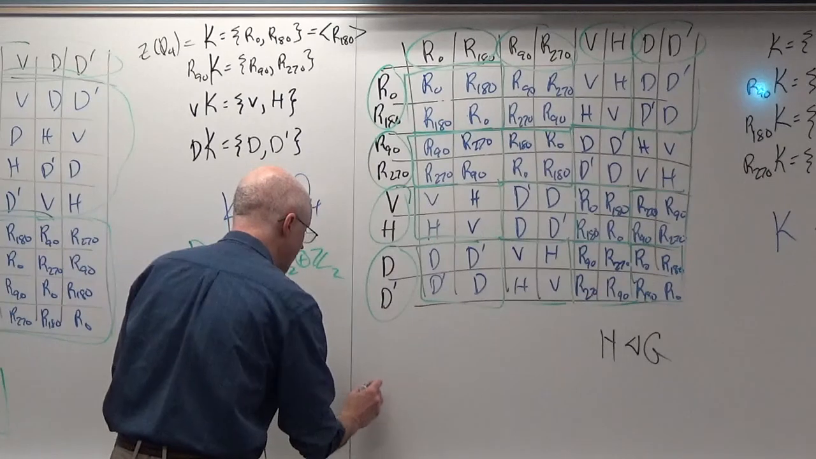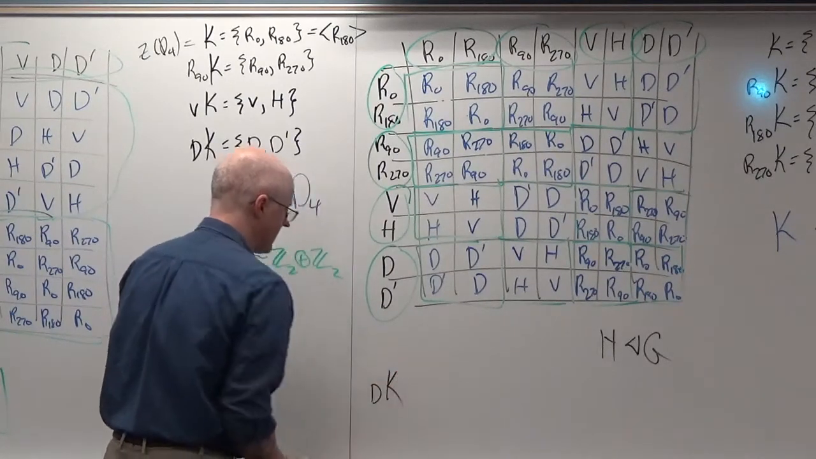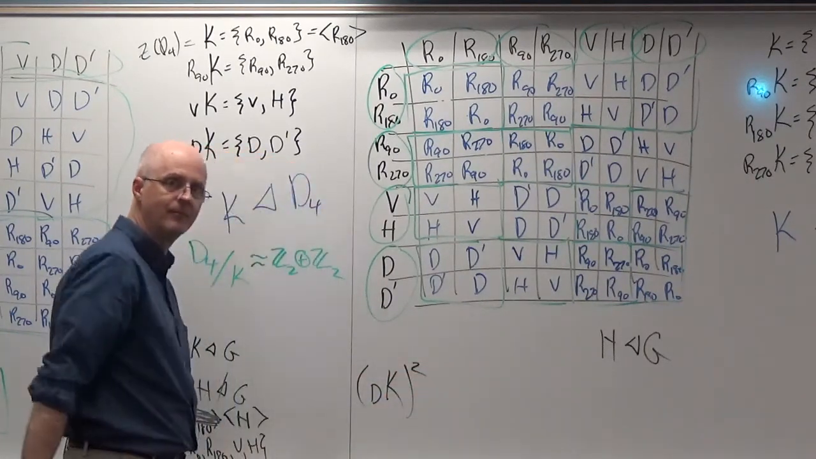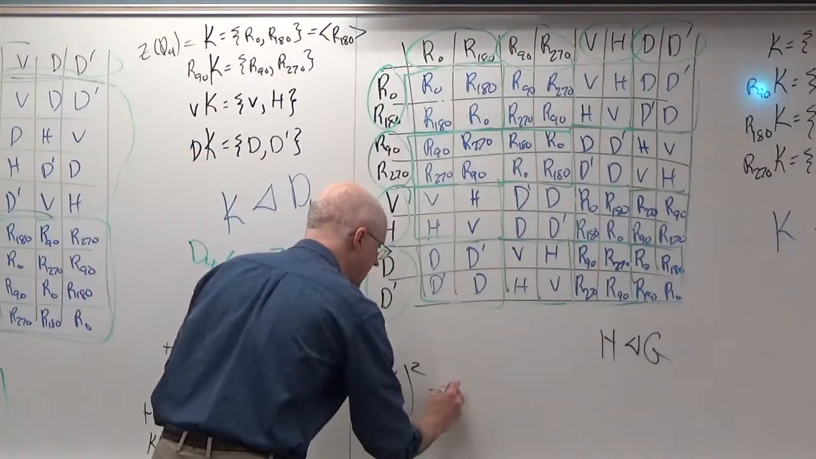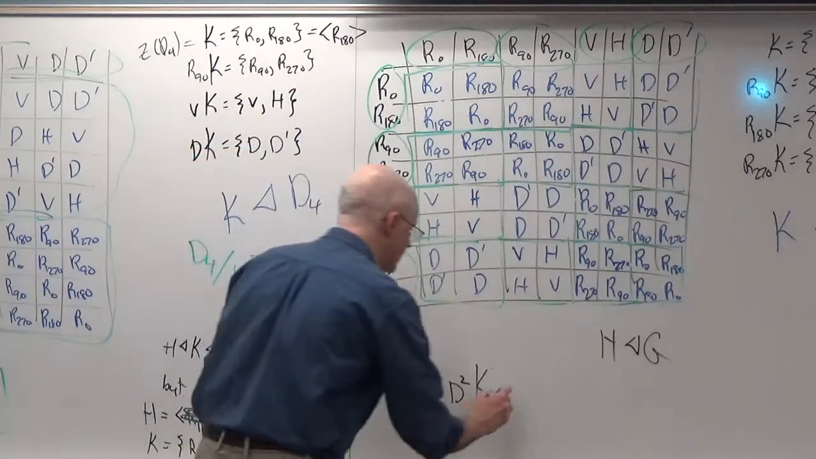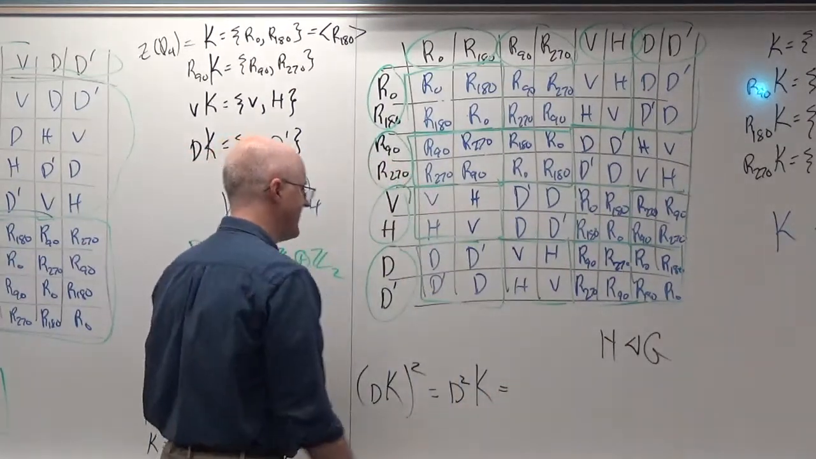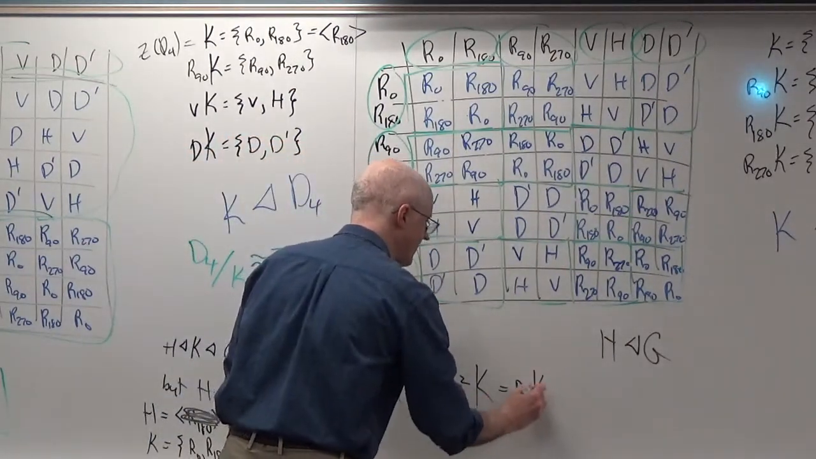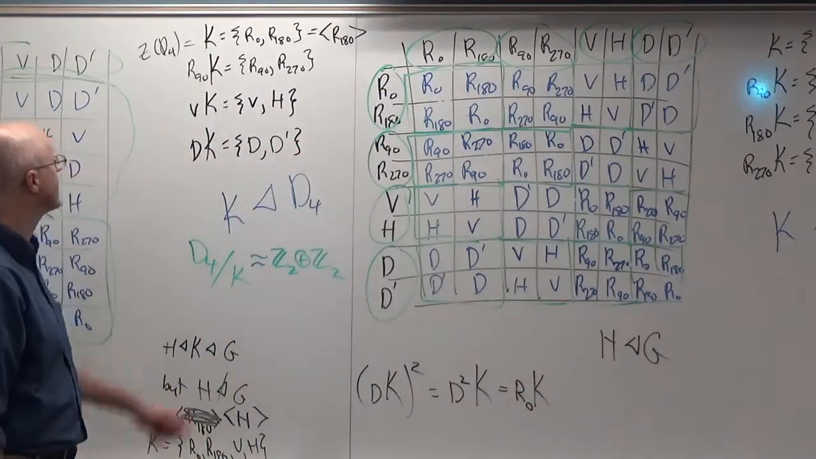For example, if I square this coset, by the definition of coset multiplication, that's this, but D squared is R0, and R0 gets sucked into K.